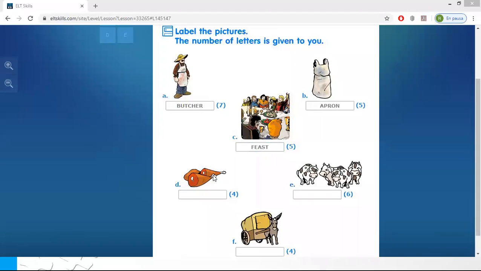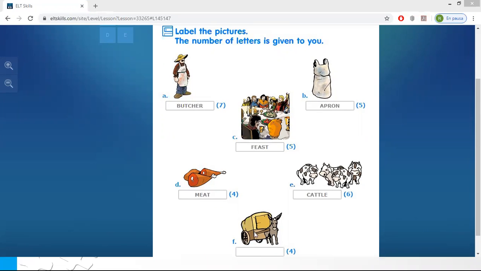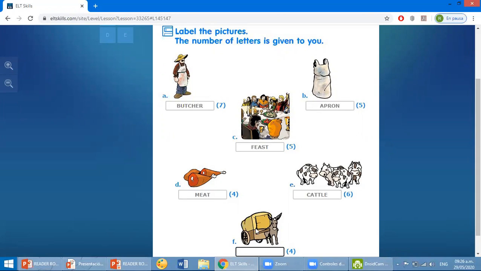Raider, what is this? Meat. Meat, very good. Delicious meat, no? Meat. Thank you. Valerie, what animal is this? What are these? Cattle. Cattle, okay? The pronunciation is cattle. Remember, cattle. And finally, this donkey and this house with wheels. Alison, what is this in English?